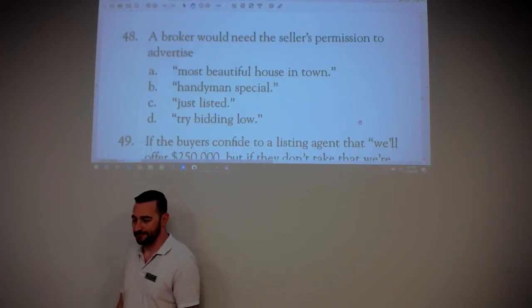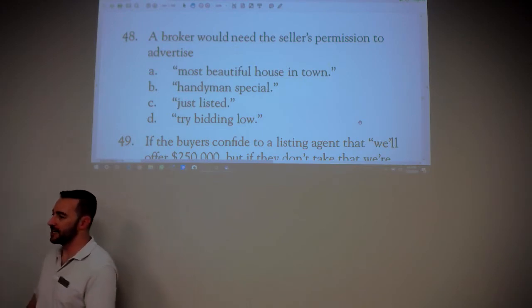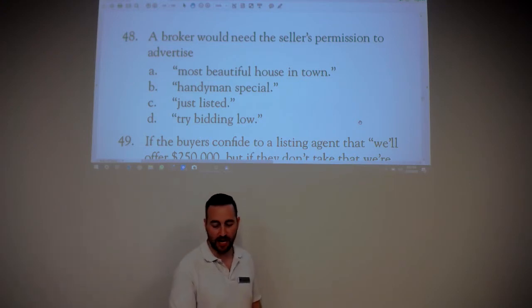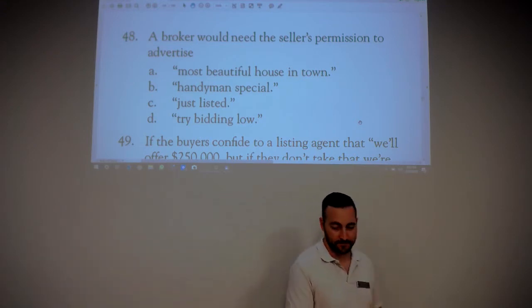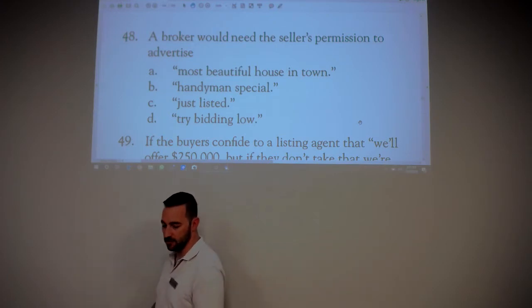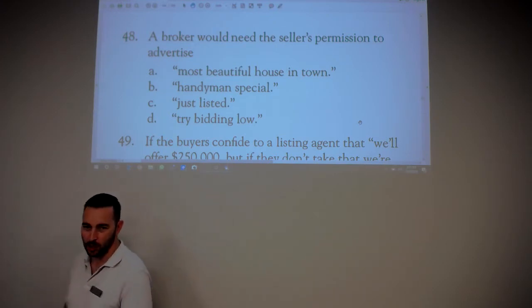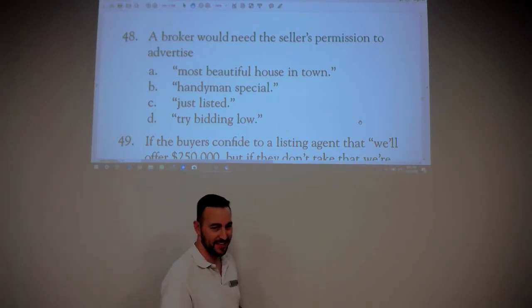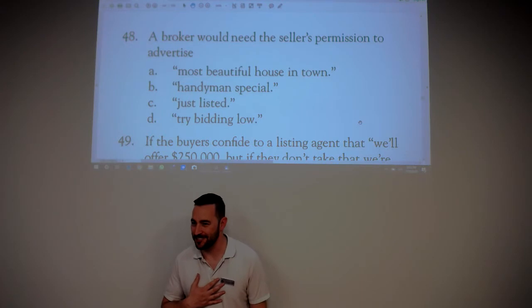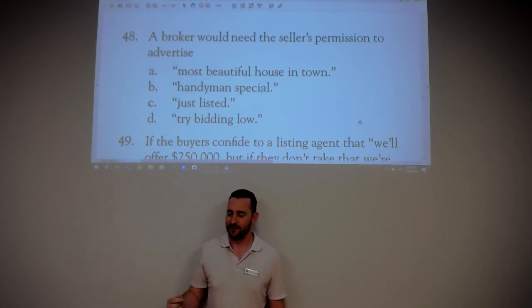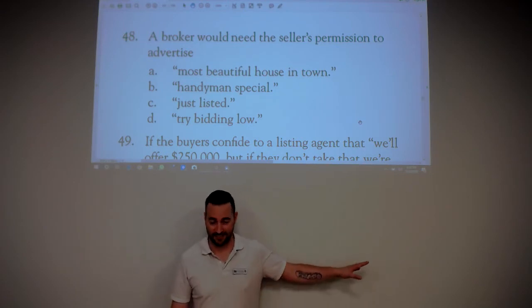A broker will need the seller's permission to advertise: A, most beautiful house in town; B, handyman special; C, just listed; or D, try bidding low. Try to beat it already. I need permission to say just listed? Who said C? Raise your hand if you said C right now. I did. So I need your permission, seller. Hey, I need your permission to say just listed.